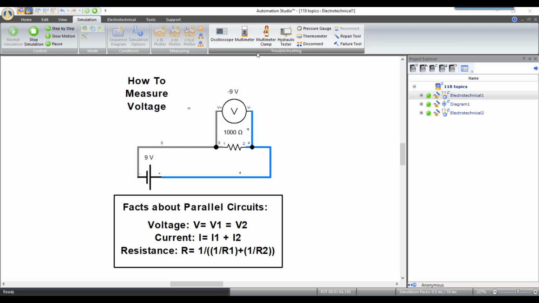So we're going to have to put it in parallel, and the reason why is, if we look here at the parallel circuit fact sheet, voltage will be the same across it, and that's why we're going to do it that way.